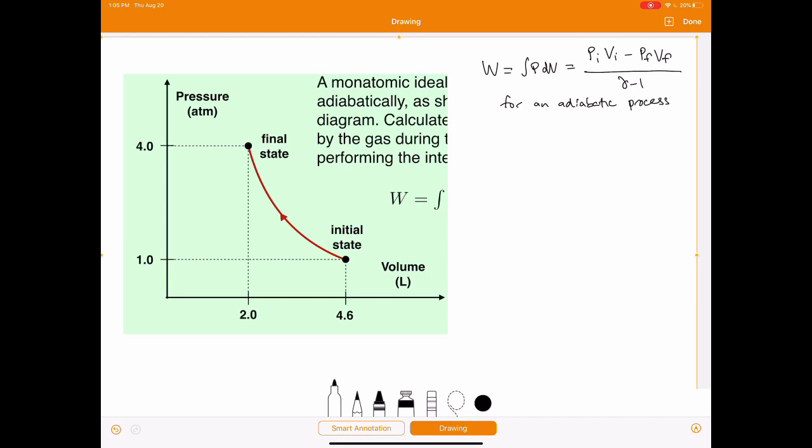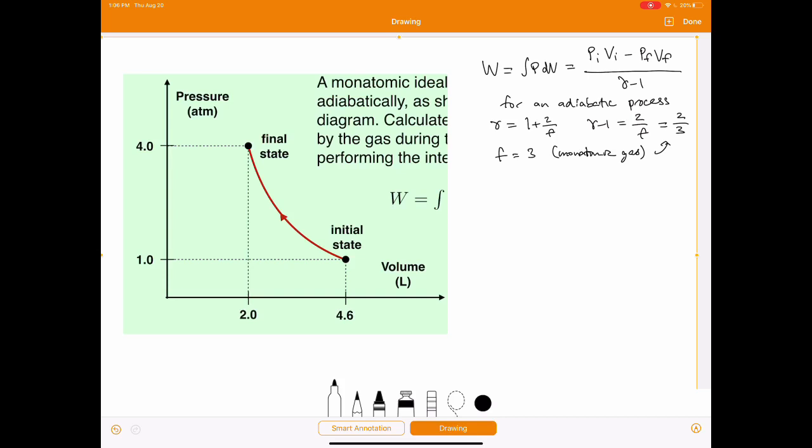But what we need to know is gamma. And remember, gamma is 1 plus 2 over F. Well, actually, what we have in the formula is gamma minus 1. So if we were to solve for that, it would just be 2 over F. And F is equal to 3 because we have a monatomic gas. So therefore, gamma minus 1 is 2 over F, which is 2 over 3.